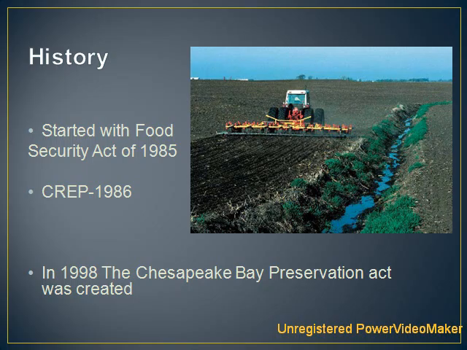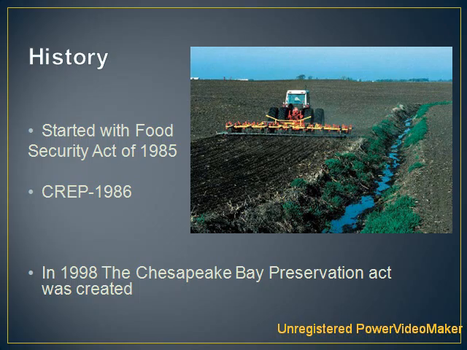The initiative to restore stream quality began in 1985. This started with the Food Security Act of 1985, where it stated that farm area wetlands should be converted into non-wetland areas. This would be done in an effort to reduce nutrient runoff and prevent further soil erosion.